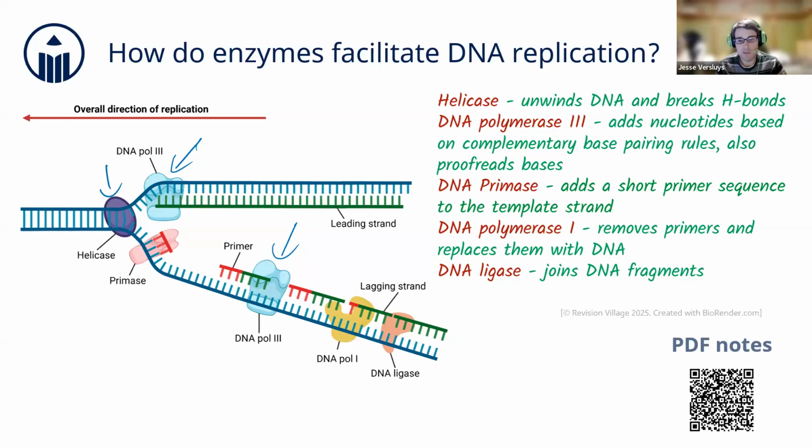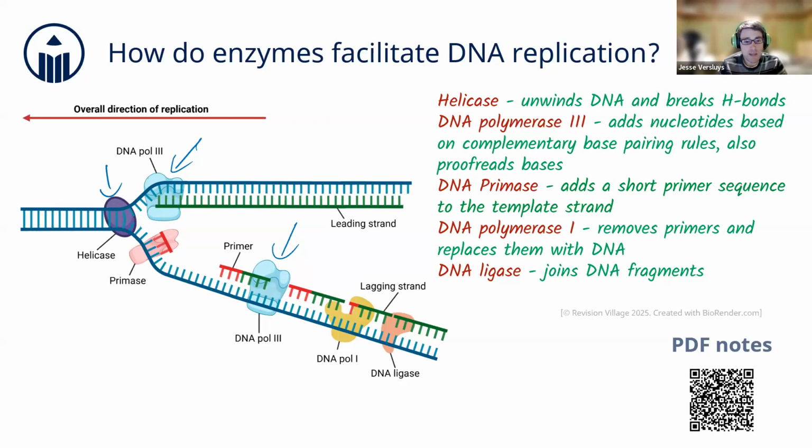It also has the function of being able to proofread. So if there is an incorrect base, it can actually remove it and put in the correct base instead. So that happens as it's creating the molecule. It'll stick in the nucleotides and then do a quick proofread before it moves on. And it's very accurate. It makes only a few mistakes per billion base pairs. So it's really quite an accurate enzyme at doing its job.